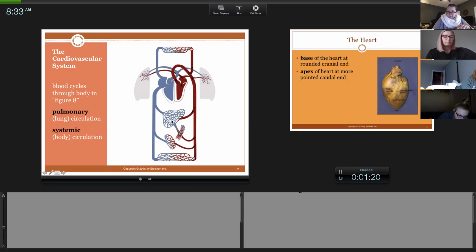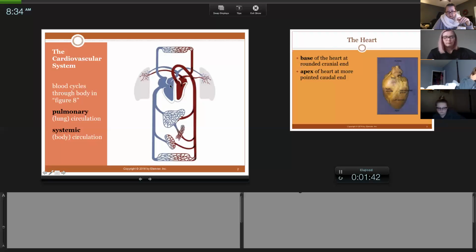Every one of these areas has veins that are going to go back to the heart. So they go through here, which is the vena cava. The vena cava has an inferior and superior, or I call them cranial and caudal. This is the cranial vena cava, caudal vena cava. They empty into the right side of the heart.